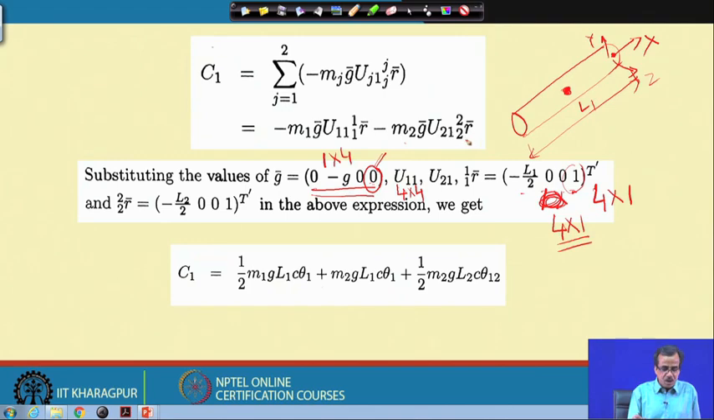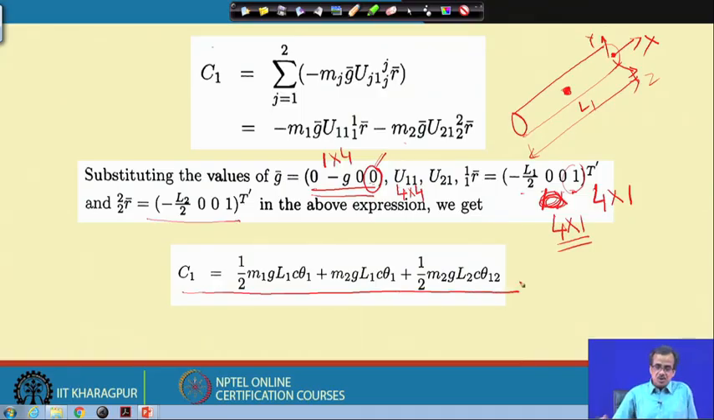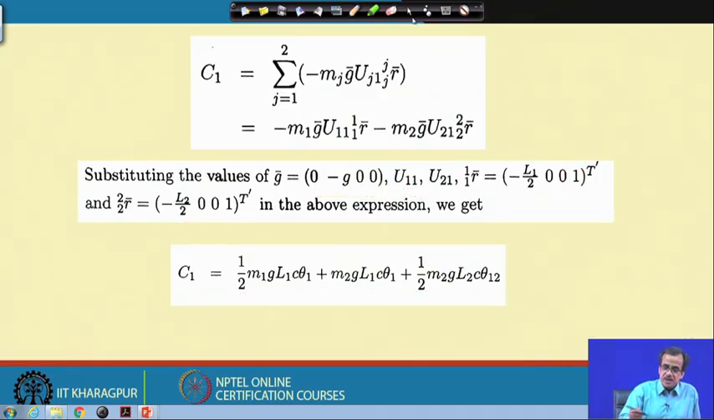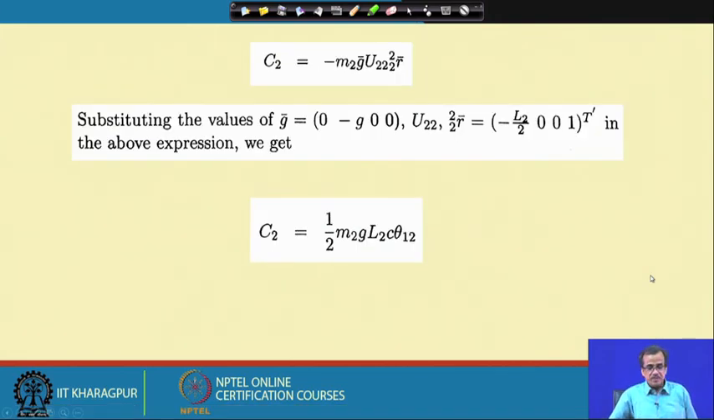Exactly in the same way, here also we can determine. The only thing is the expression of this U 2 1 is different and this R 2 with respect to 2 is nothing but this, because in place of link 1, now we will have to consider link 2. For this link 2, your mass center is minus L 2 by 2, 0, 0, 1 transpose, and if you just put all such things here and multiply, then I will be getting the expression for C 1 and this is nothing but this one. So, this is the way we will be getting the expression for C 1.